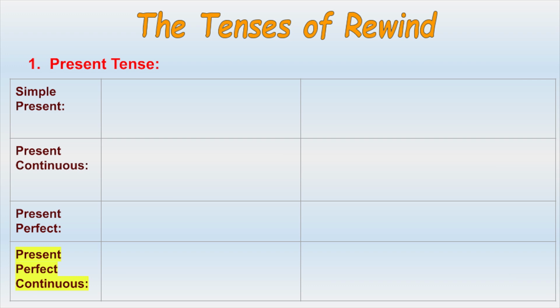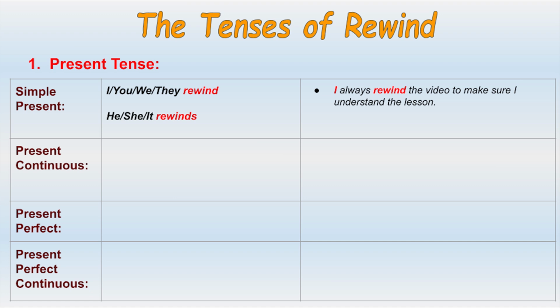For the simple present tense, I, you, we, and they, we use rewind. But for the third person singular, which is he, she, or it, we use rewinds. For example, I always rewind the video to make sure I understand the lesson. And for the third person singular, at the touch of a button, the recorder rewinds the recording to the beginning of the speech.